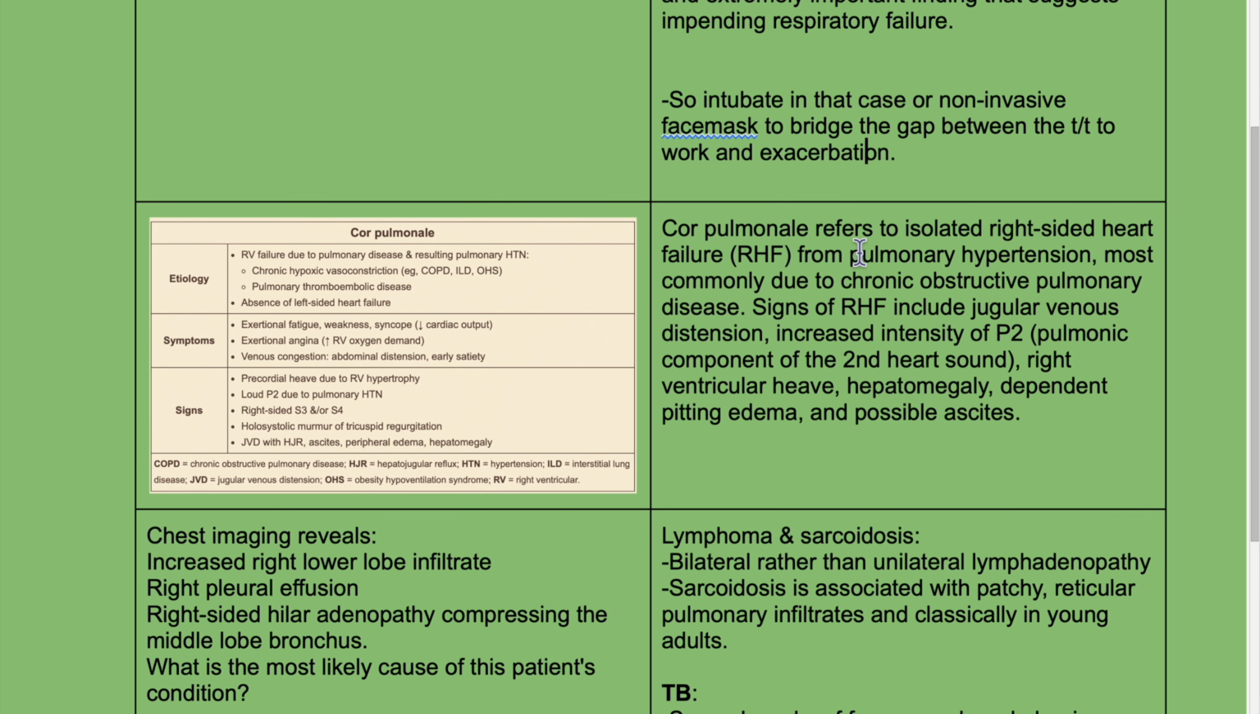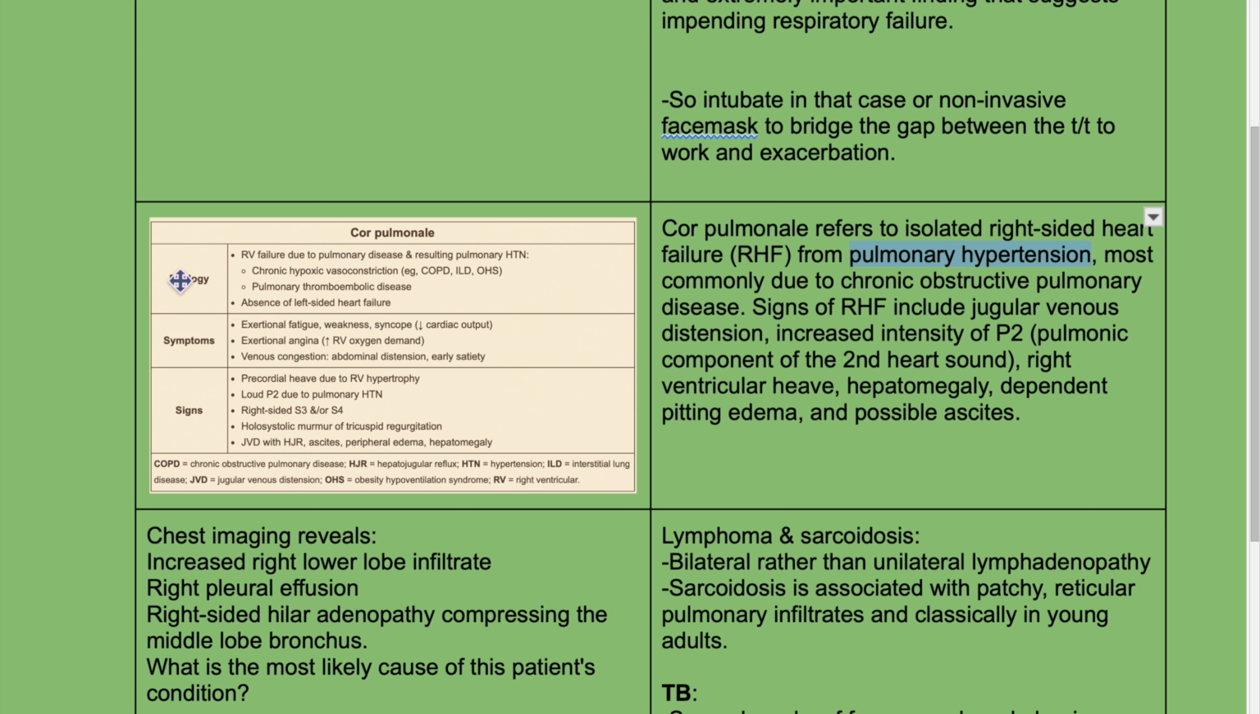Cor pulmonale refers to isolated right sided heart failure from pulmonary hypertension, most commonly due to chronic obstructive pulmonary disease. Okay, so from pulmonary hypertension, most commonly it is due to COPD. Signs of right-sided heart failure include jugular venous distension, increased intensity of P2, pulmonary component of the second heart sound, right ventricular heave, hepatomegaly, dependent pitting edema, and possible ascites.